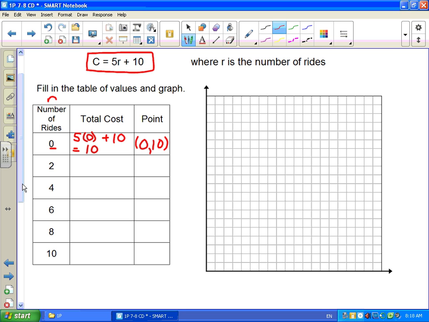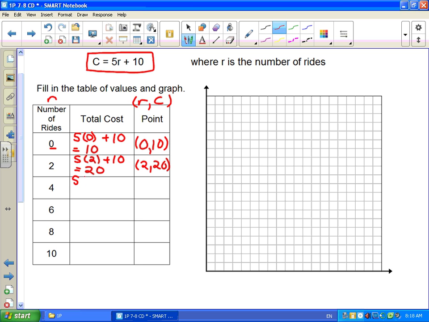So if we go on 2 rides, it's going to be 5 times 2 plus $10. 5 times 2 is 10, plus another 10 is 20. So from the first column, we have a 2. From the second column, we have a 20. And keep in mind that in this third column, the first number represents R, the number of rides, and our second number represents C, the cost. So we can keep going here.